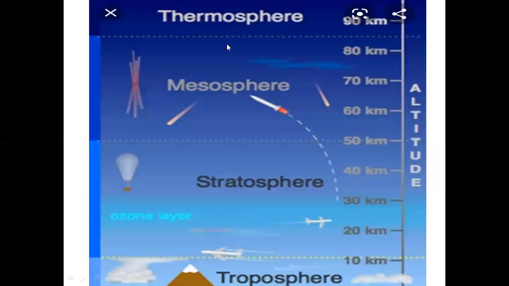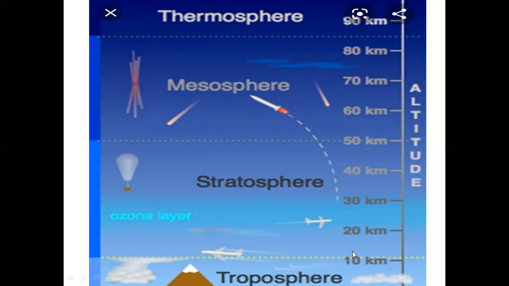Let us see this image. You can see the first layer is troposphere, then stratosphere, then mesosphere, and the last one is thermosphere. You can see the altitude. The troposphere is up to 12 kilometers. Then the stratosphere is up to 50 kilometers. Then the mesosphere is up to 80 or a little bit above, 82 or 85 kilometers. And then the thermosphere starts from 85 kilometers onward. So that is the altitude of thermosphere.